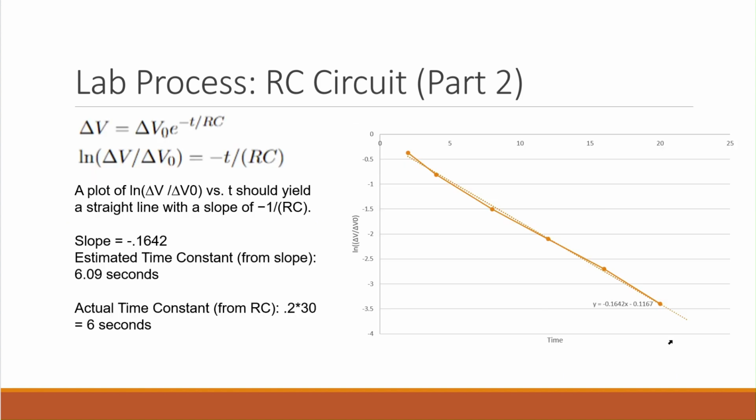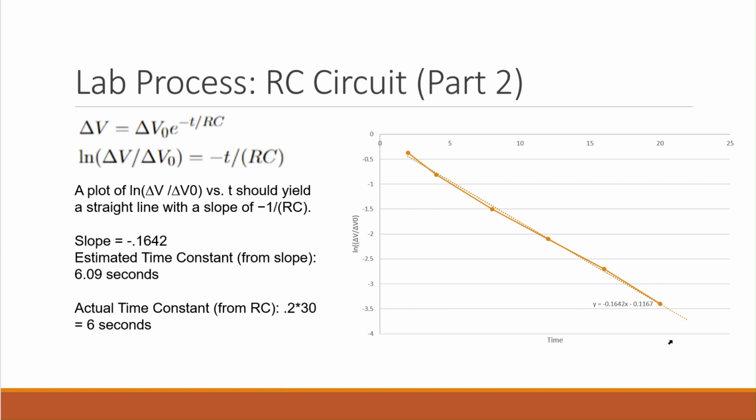We can see through the relationship expressed in the first two equations that a plot of ln of the potential difference over the initial potential difference versus the time should yield a straight line with a slope of -1 over RC, where RC is the time constant. I plotted this data in the graph to the right. From this, we get the slope is -0.642, and the estimated time constant is 6.09 seconds.